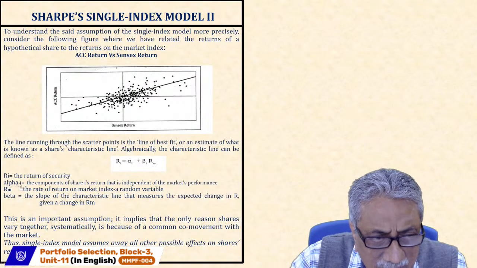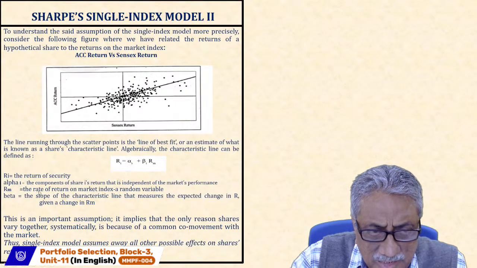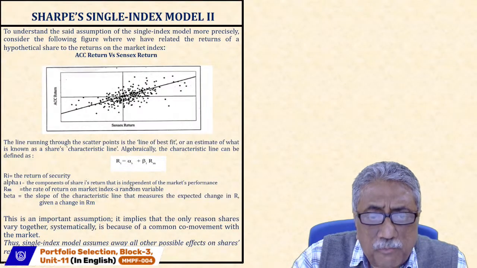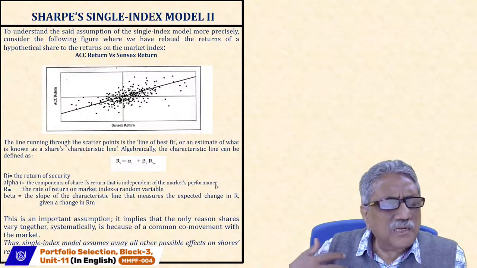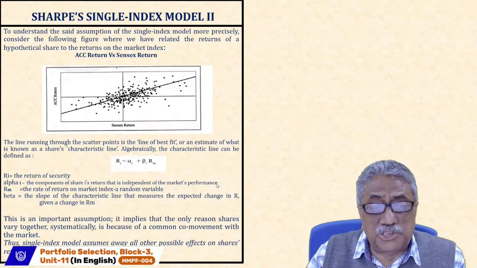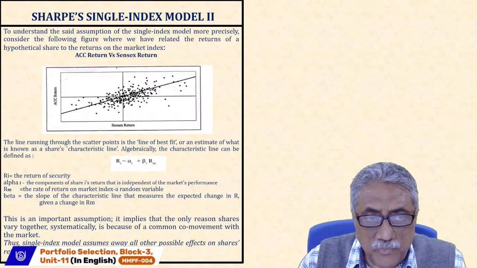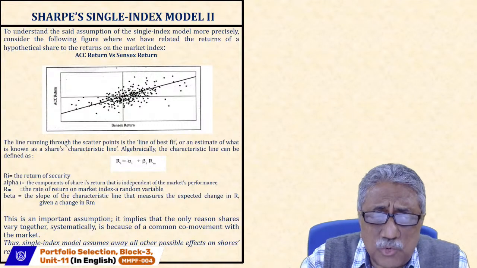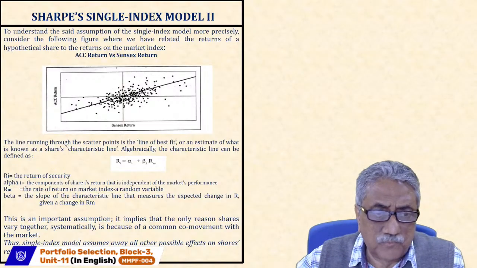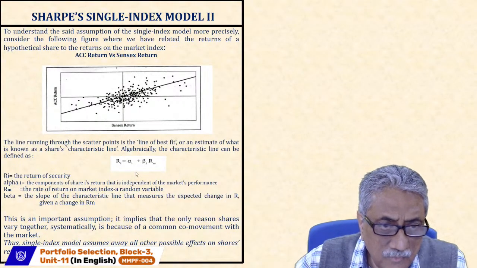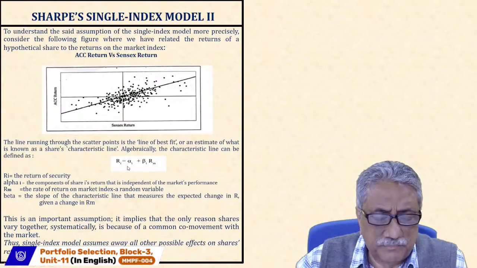This is that component of share I's return that is independent of market performance. In the sense, whether the market psychology was good or bad is secondary. Standalone ACC would have given this return, alpha I.